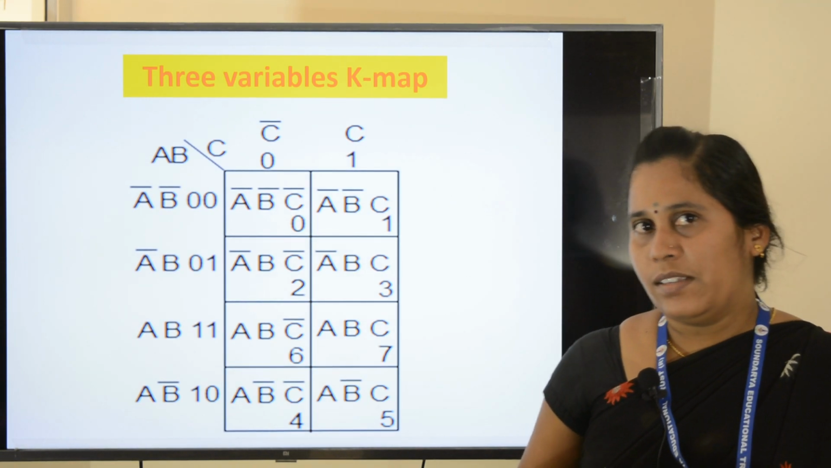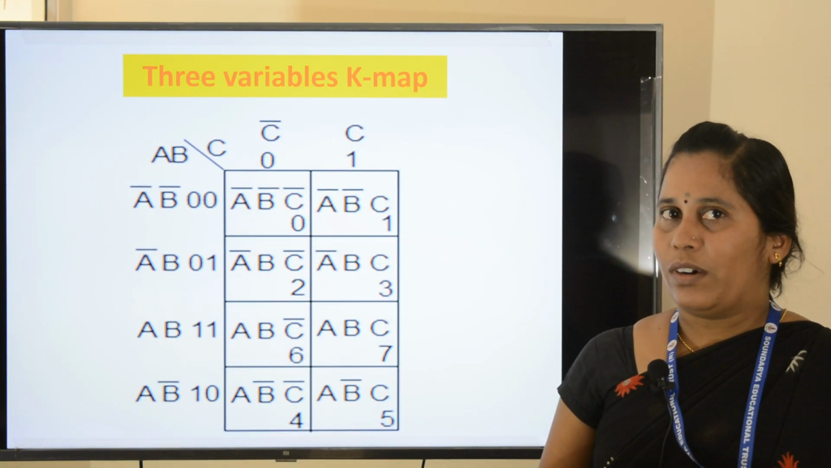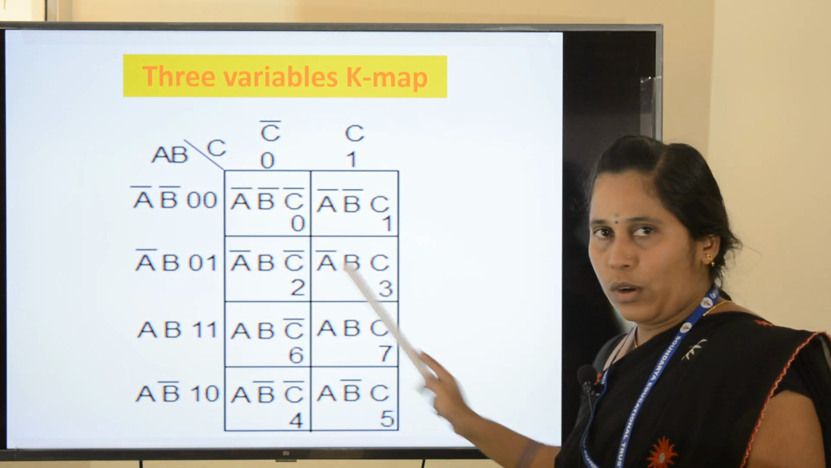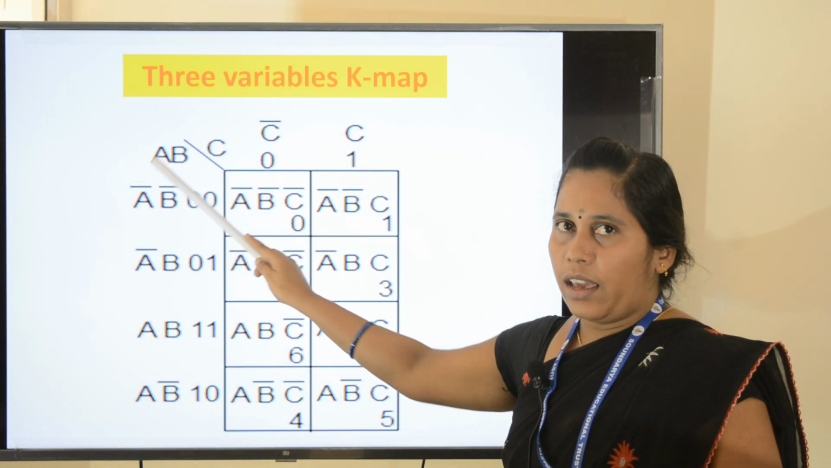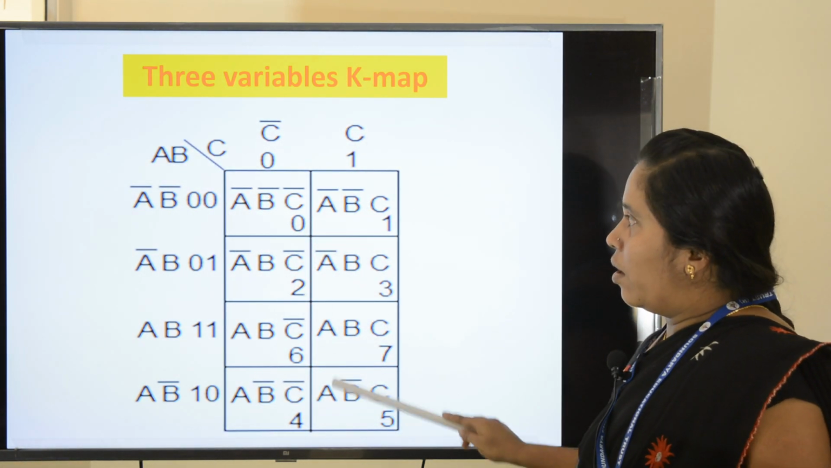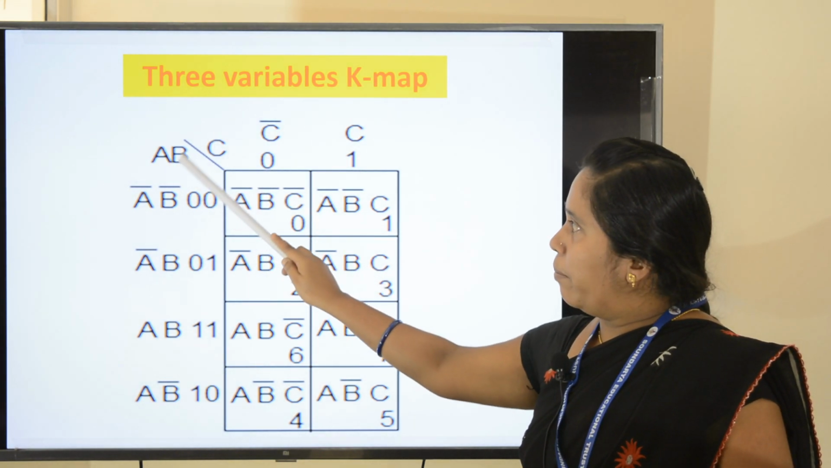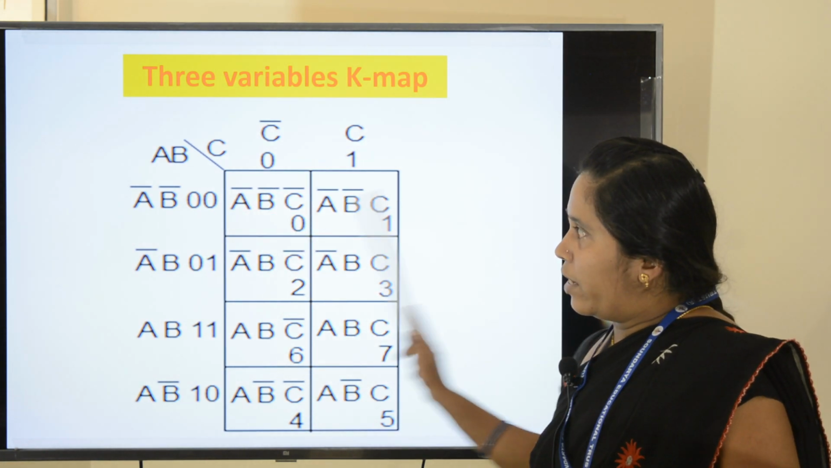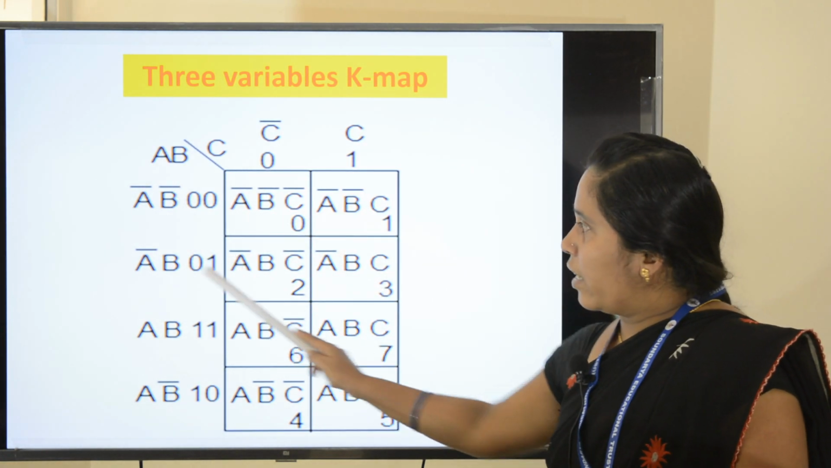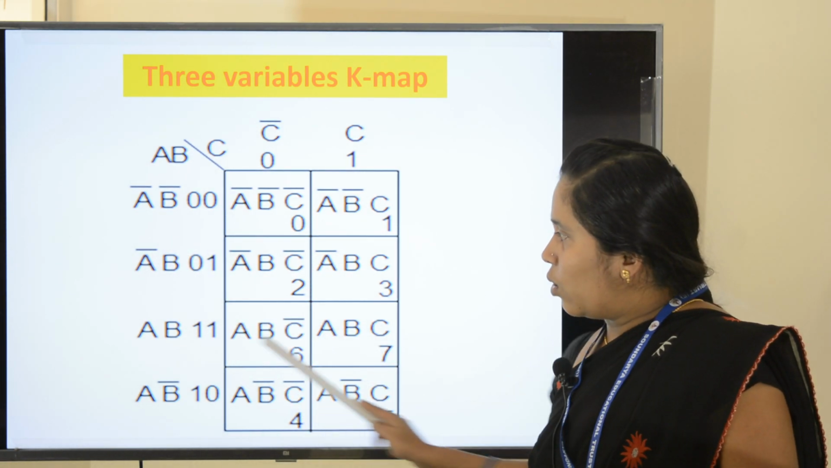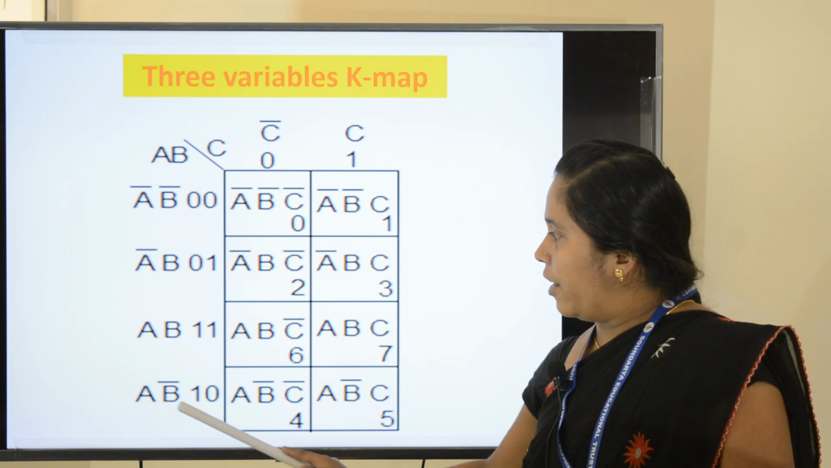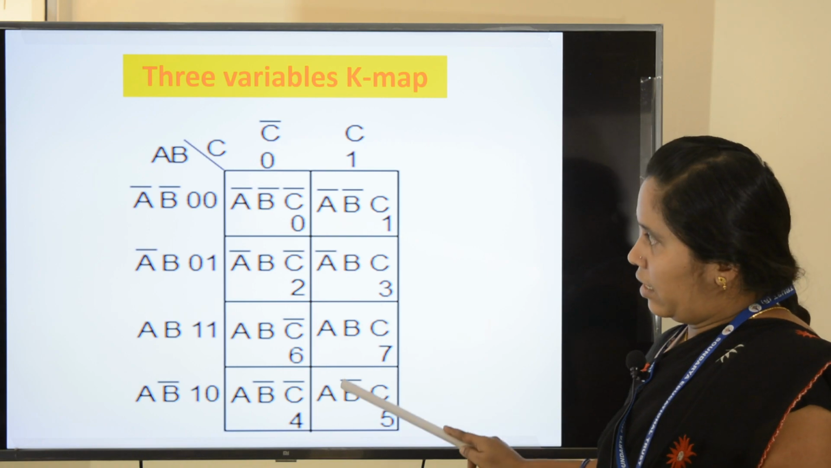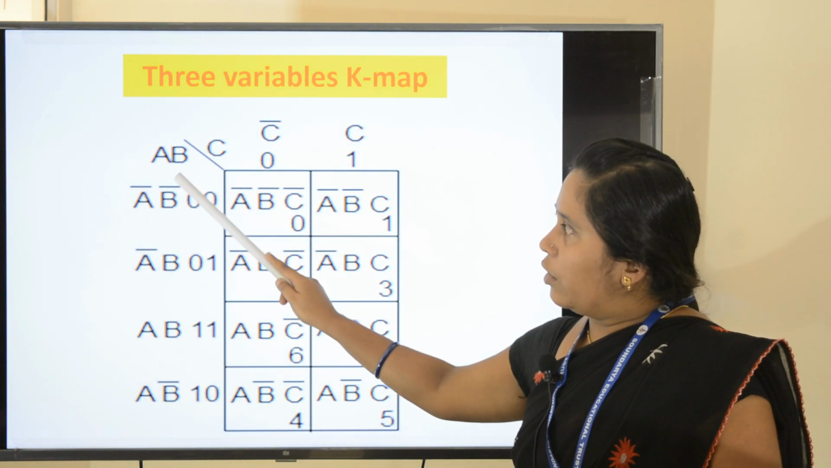We can also represent the three variable K-map in a vertical manner. In this K-map there are four rows, so the variables are A, B. And there are two columns, the variable is C. So A, B, C are the three variables in vertical manner. The first row is A bar into B bar, the second row is A bar into B, the third row is AB, and the fourth row is A into B bar. The first column is C bar, and the second column is C.